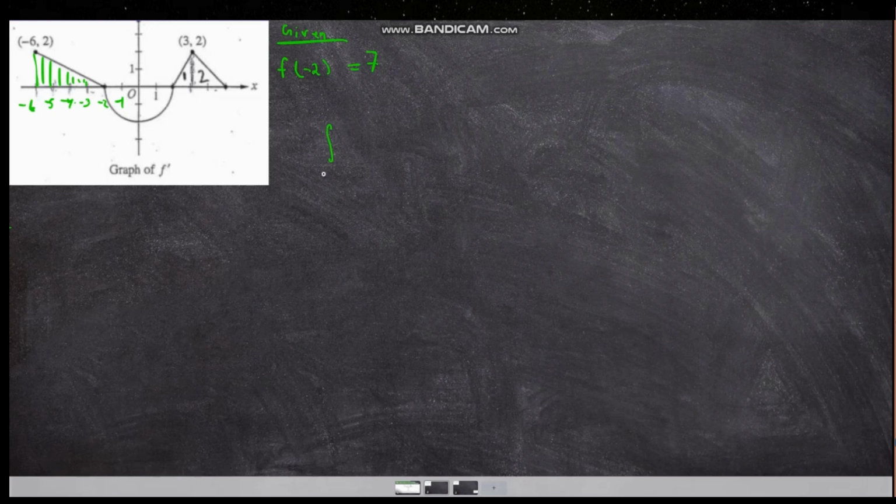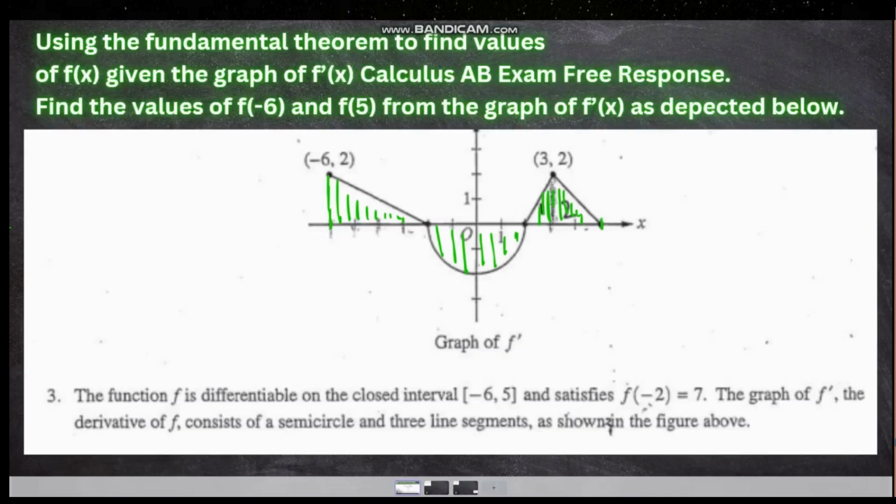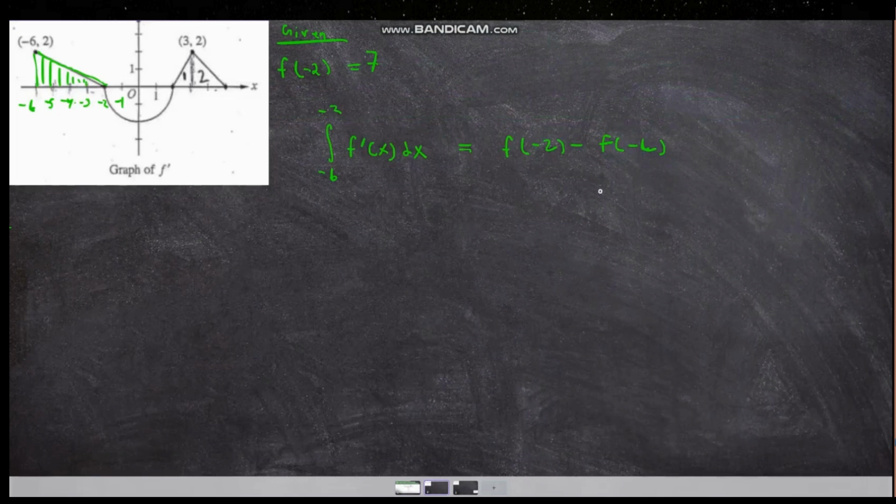Okay, so here it is. This is going to be from -6 to -2, sorry, f prime of x. This is the graph of f prime dx here. And let's go ahead and break this up using our fundamental theorem here. So I'm actually going to take f of -2 there, subtract from that f of -6. And that f of -2 should come out to you there, that's given. Yeah, so f of -6 here is what we're looking for.